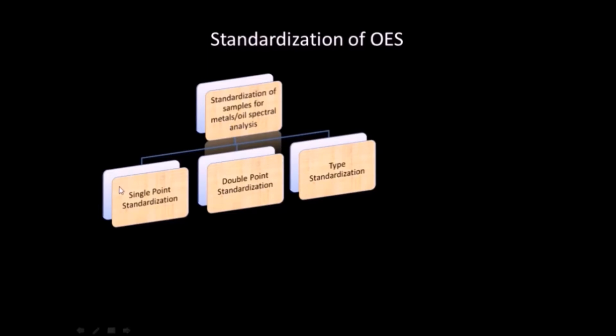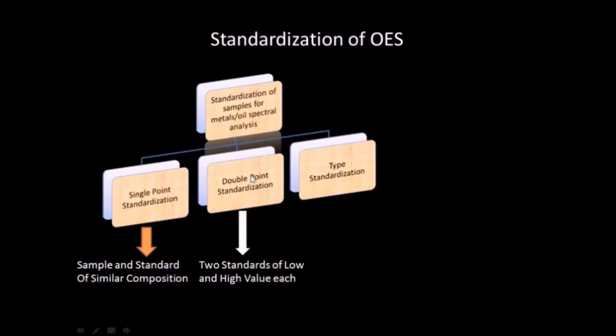Single point standardization. Single point standardization is done using a single standard and is advisable when the sample to be tested and standard available are of similar chemical composition. Double point standardization. Double point standardization employs two standards of low and high values respectively and is preferred for re-establishing the position of calibration curve.